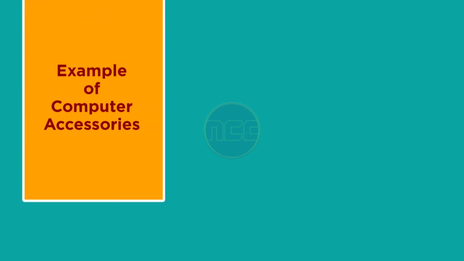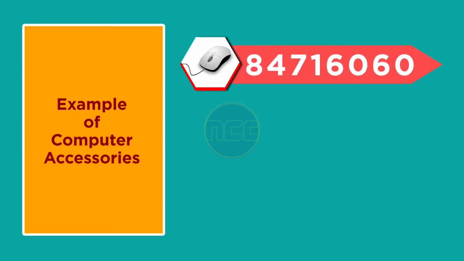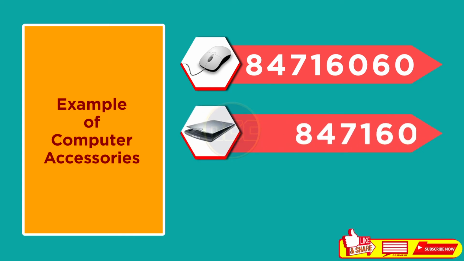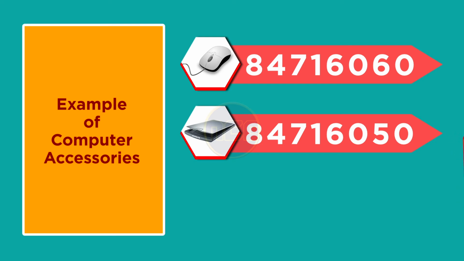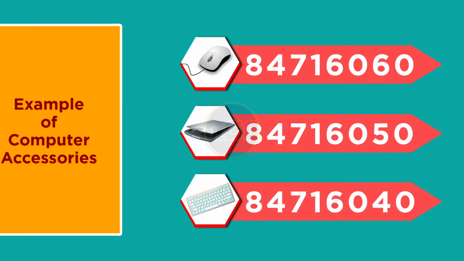Here I will also give an example of computer accessories. First is the mouse and its HSN code is 847160. Next, scanner, HSN code is 84716050. And the next accessory is keyboard, 84716040.